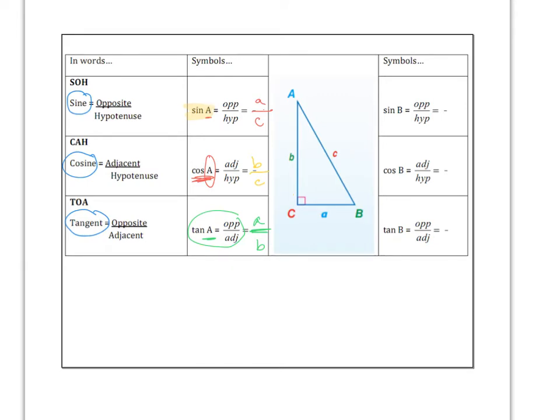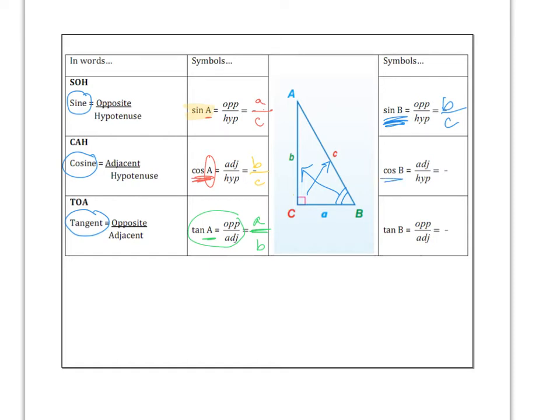I'm going to try to find the sine of B. I'm over here on the right side. So this time we're going to go to angle B, which is down here. And we have to do opposite over hypotenuse. So what's opposite of B? Little b. What's the hypotenuse? C, because remember that's the one that's across from the 90.